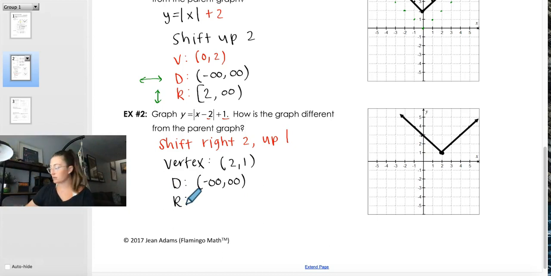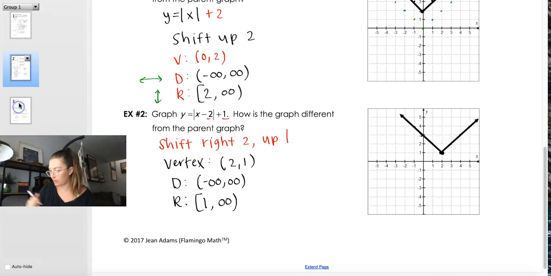Range. Bottom to top. Start at the bottom. There's no part of my graph until I get to y is 1. Then my graph starts, and then it will continue in an upwards direction forever. So it's going to start at 1 and go towards infinity. 1 is included. It is part of the graph. We have a solid closed dot there. It's included.